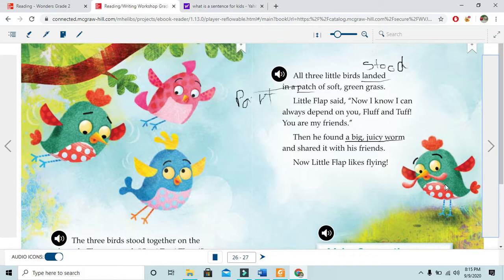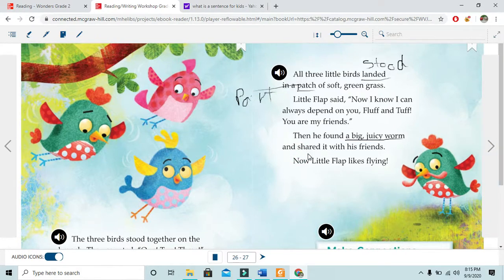When Flap learned to fly, how did he thank his friends? How does he say thank you to them? That's great. He shared what? He shared a big juicy worm with his friends. That's very good. I want you all to read the story again.